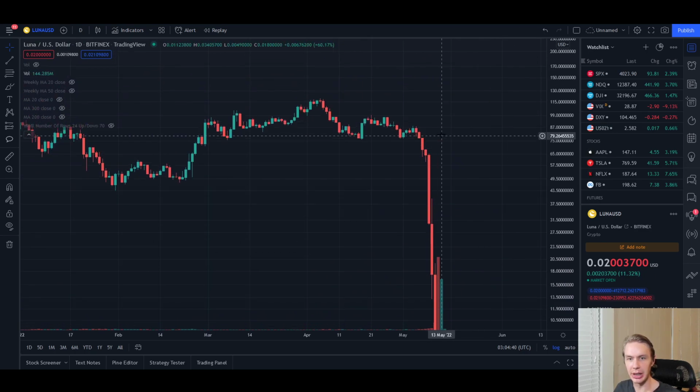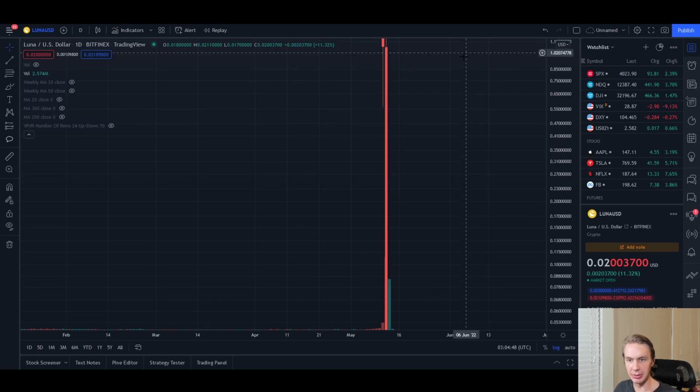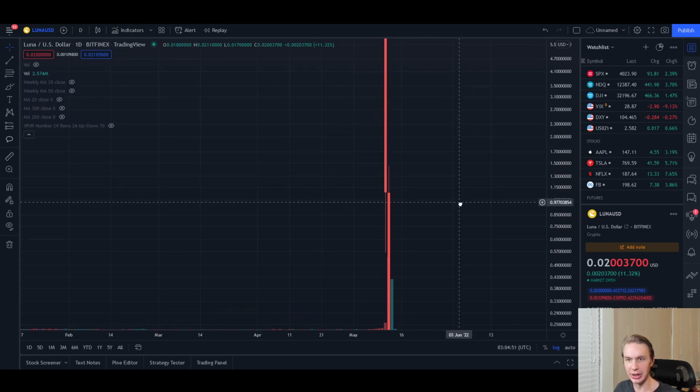When Luna was worth $100, let's say, you'd burn one UST, you get 1/100th of a Luna. But then when Luna's all the way down here, where is it? Here we go.